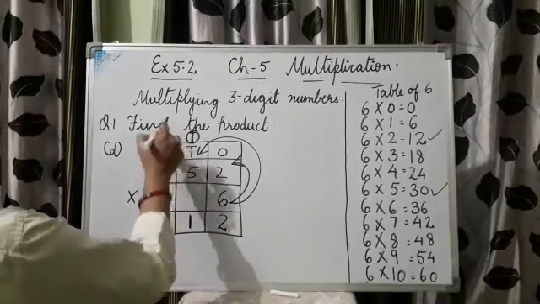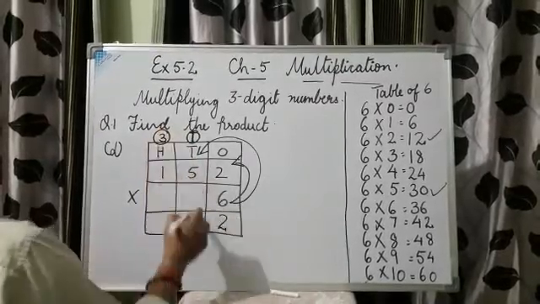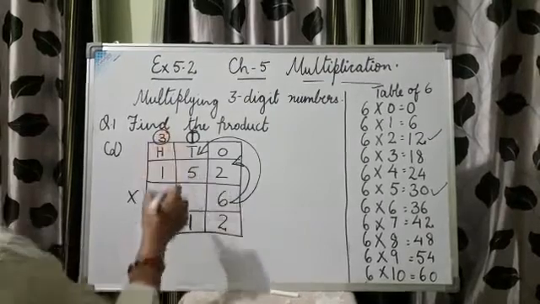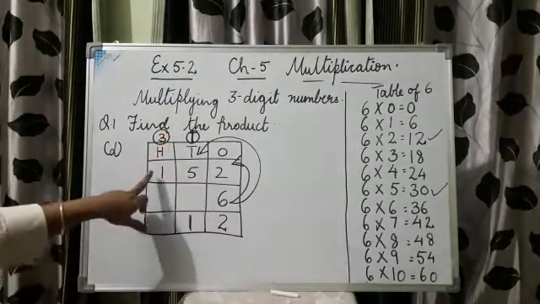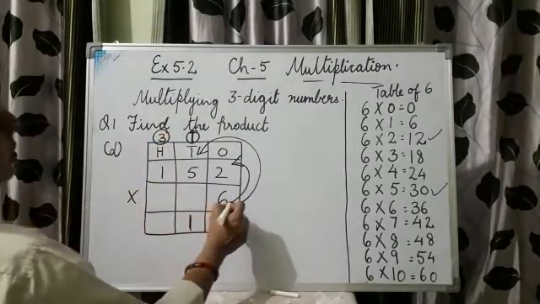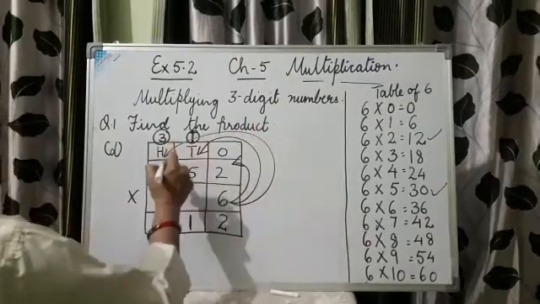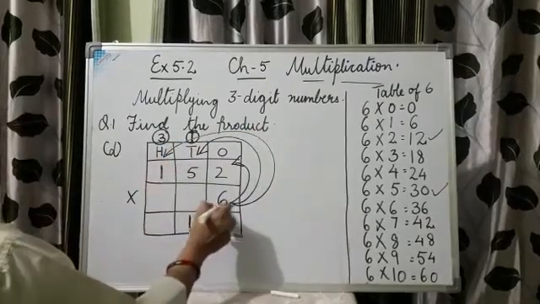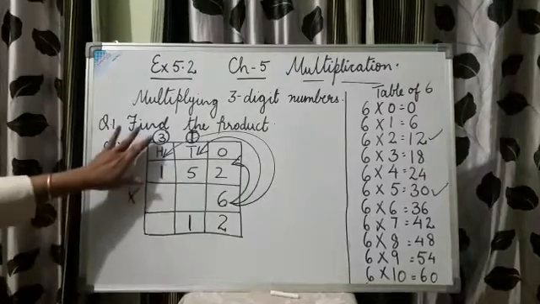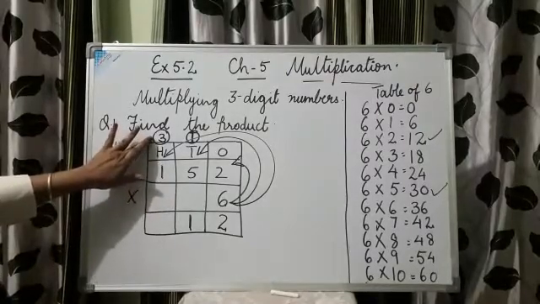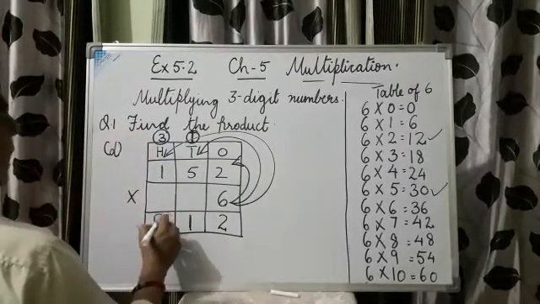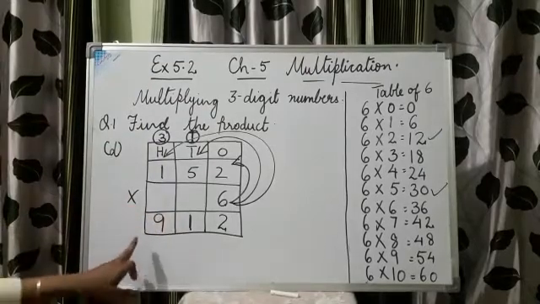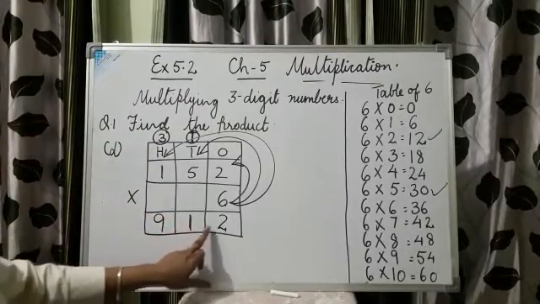Carry 3 above, because 31, the 1 we are writing here and the 3 we are carrying above to the next place. Now 6 is to be multiplied with the hundreds digit, that is 1. 6 1s are 6 plus the carry, that is 3. 6 plus 3 becomes 9. With this we get the product as 912.